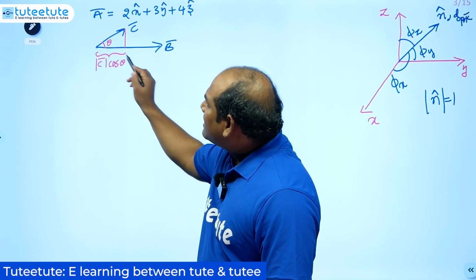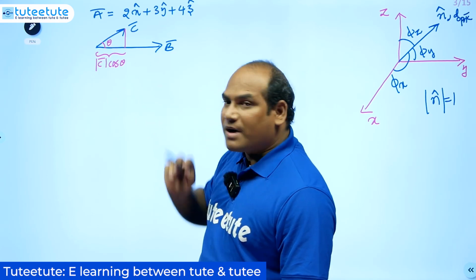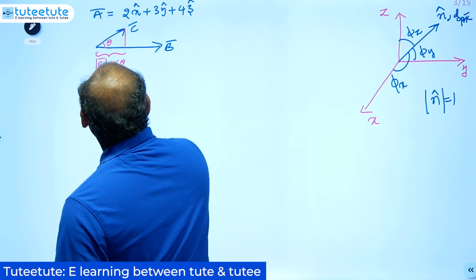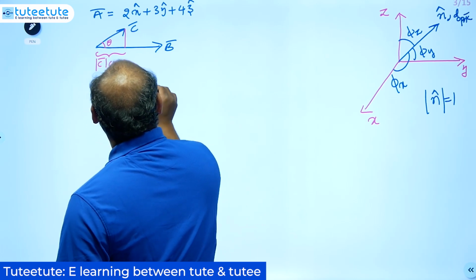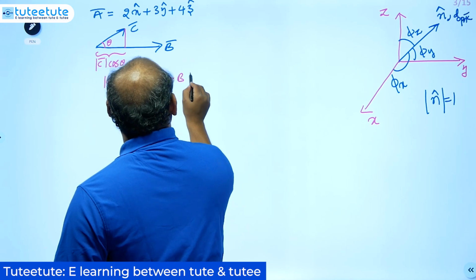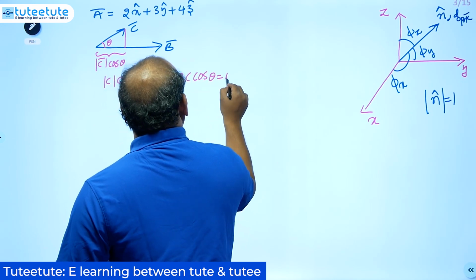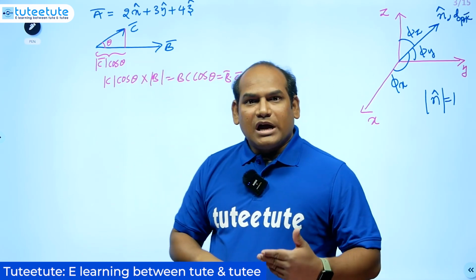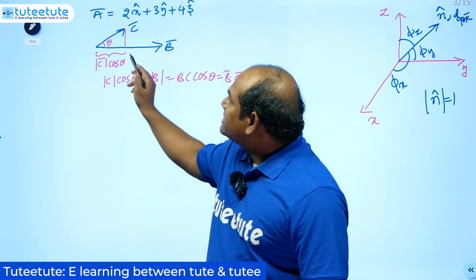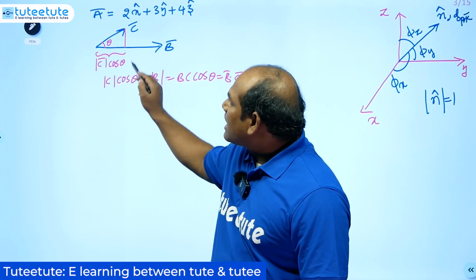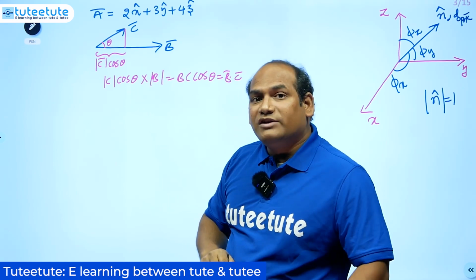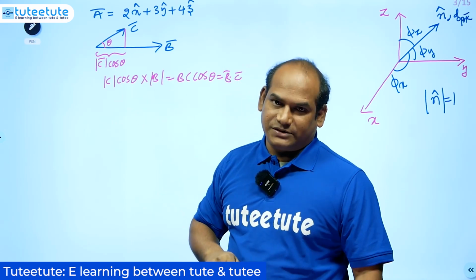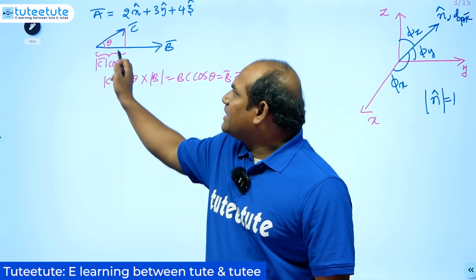If this entire projection is multiplied by this b bar length, then that is called b bar dot c bar. This length mod c cos theta, if you multiply with mod b, that is bc cos theta, which is equal to b bar dot c bar. Generally, the dot product is defined like this. Now how to get this component or projection of c bar on b bar? How did we get it here? We just took the magnitude of c bar and multiplied with cos theta, where theta is the angle between these two vectors.